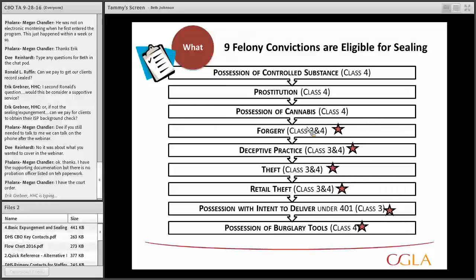But let's say you were found guilty of the burglary too. That would make that entire case ineligible for relief. If you're found guilty of a count within a case that's not eligible, that entire case is removed from eligibility.